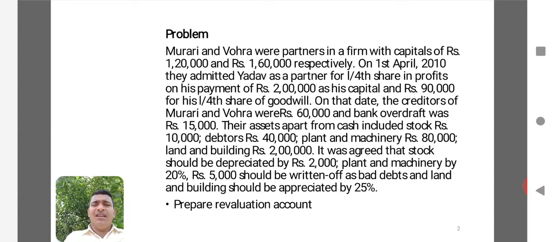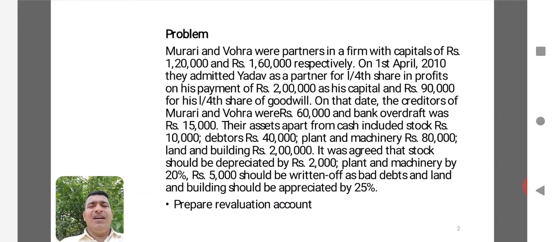So here we know the revaluation account in the debit side, all deductions will be recorded. That means decrease in the value of asset, increase in the value of liability, unrecorded liability, etc. And in the credit side, all increases, that means increase in the value of asset, decrease in the value of liability, then unrecorded asset, etc. will be recorded. Finally, we derive the balance, and that balance will be transferred to the old partners' capital account in their profit sharing ratio.